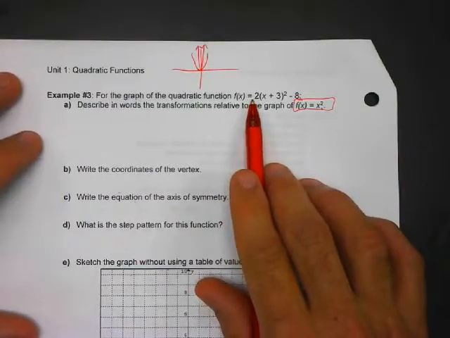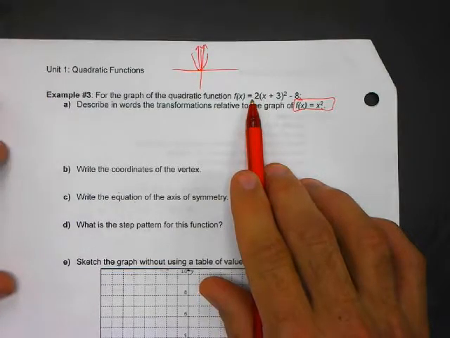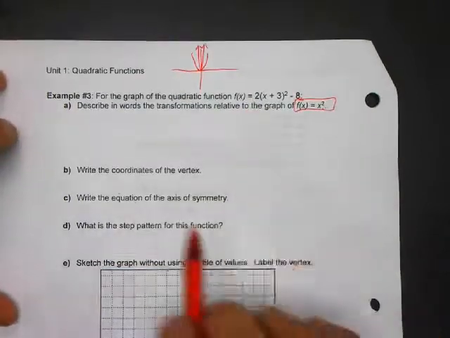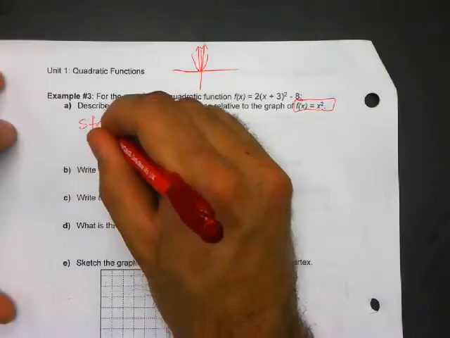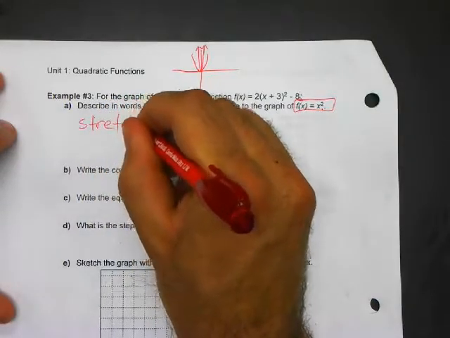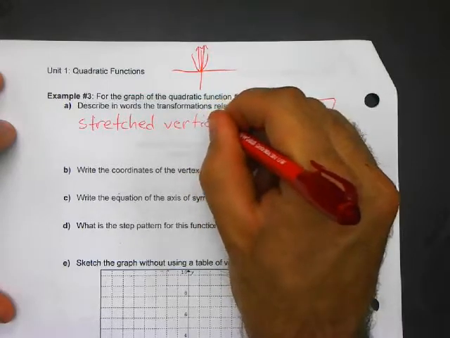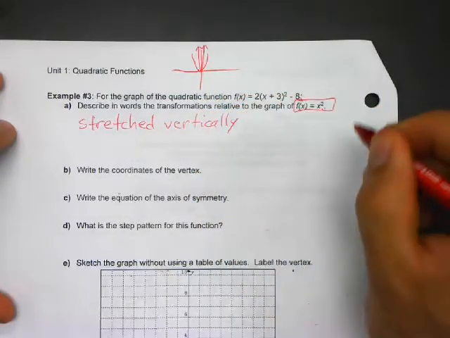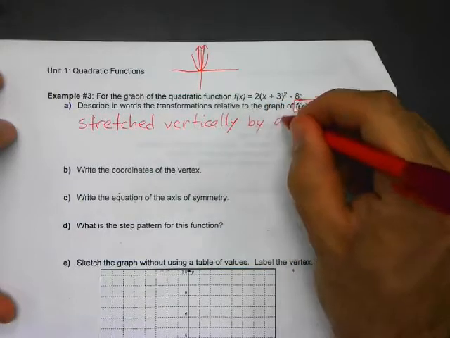So if there's a negative sign there, which there isn't in this one, the first thing you'd say is reflected in the x-axis. But we don't say it for this one. So the first thing we're going to say is stretched vertically. You always say vertically. You're never going to say horizontally in this course. You're going to say stretched vertically by a factor of 2.